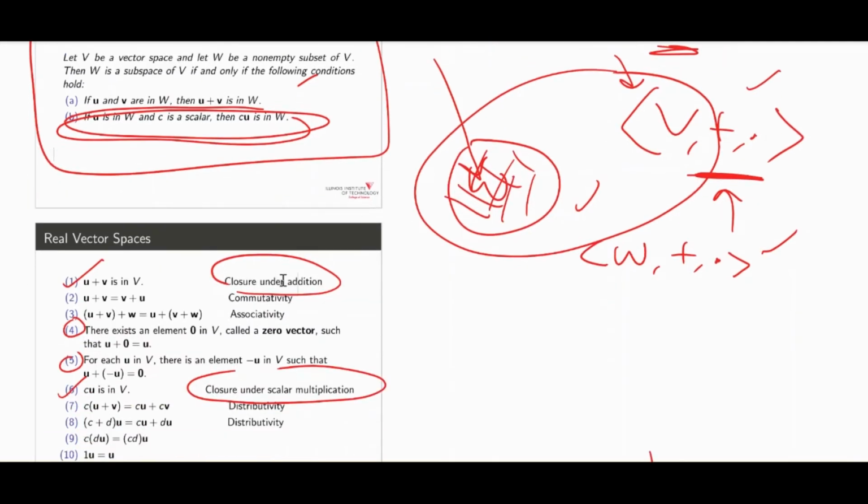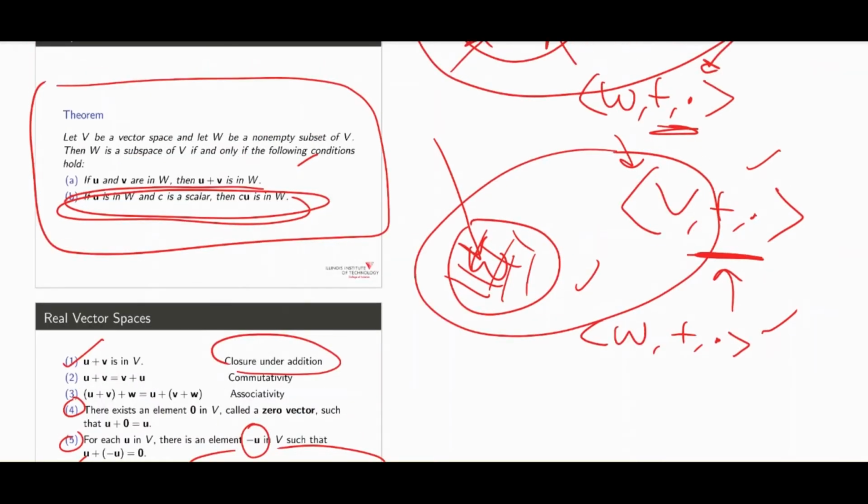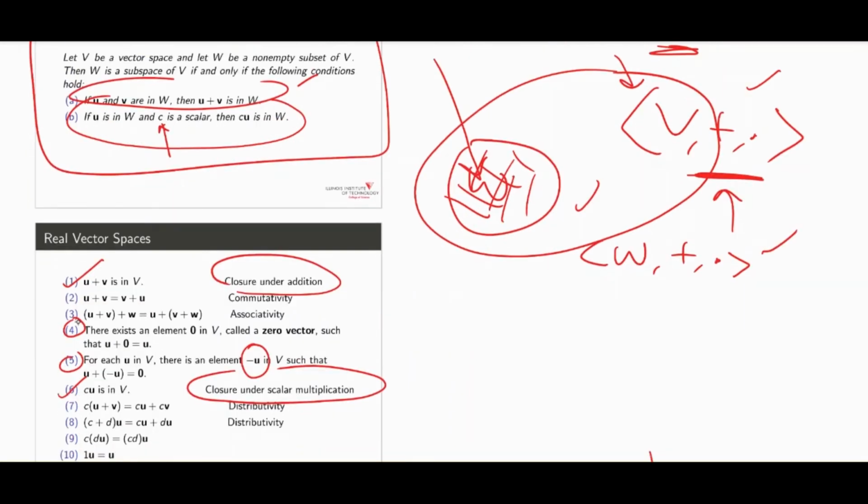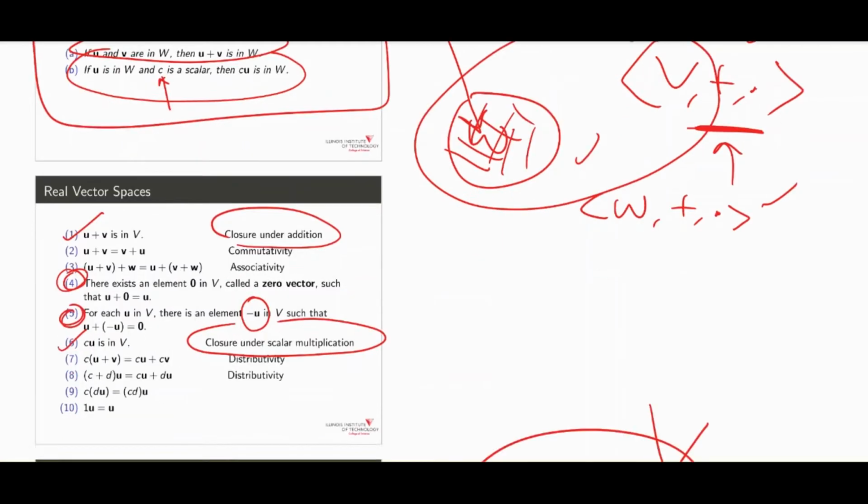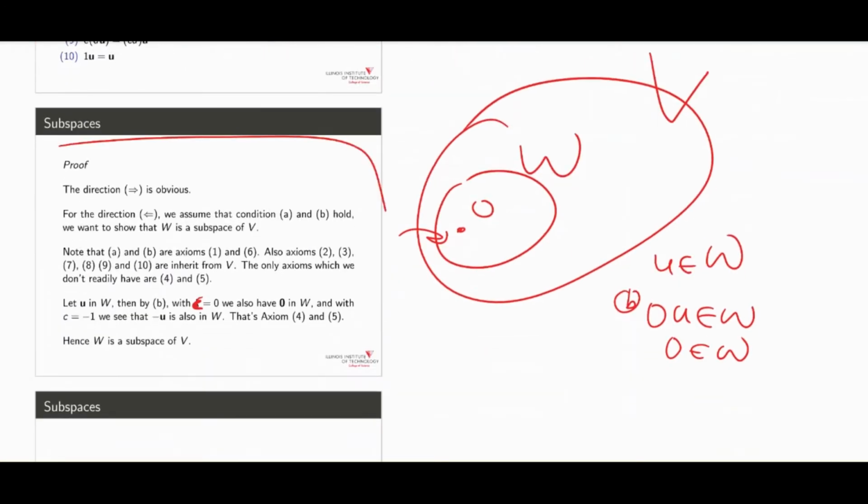And how do you know that we have a negative inside W? Well, again, you can choose your C here to be -1. Then you will see that your negative U will also be in W. So the closure under additions and closure under scalar multiplications will guarantee that properties 4 and 5 will also hold. So at the end, you can look at the proof.